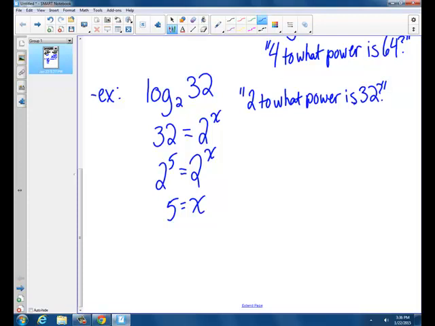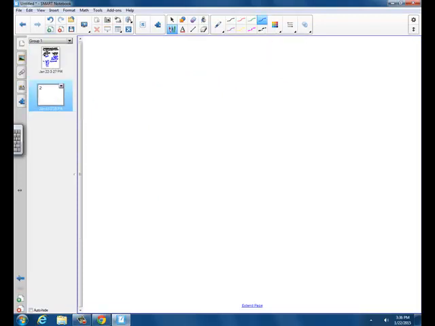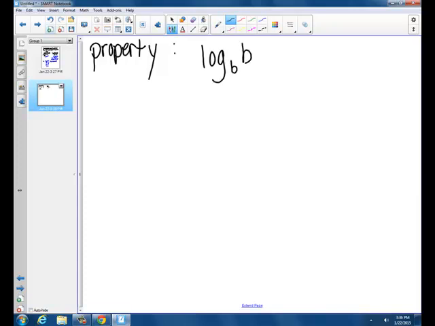Let's do a couple more, but before that I'm going to give you a logarithmic property. These are listed in the book in section 9.5, properties of logarithms. The one we're going to focus on to do simplifying is that log base b of b to the x power is x. Let's redo the one we just did real quick.